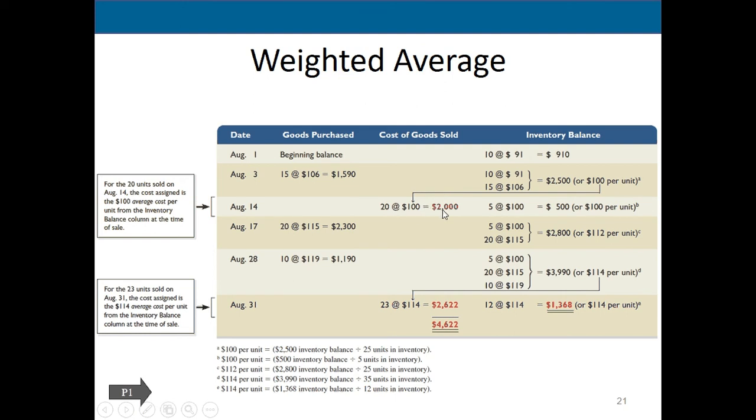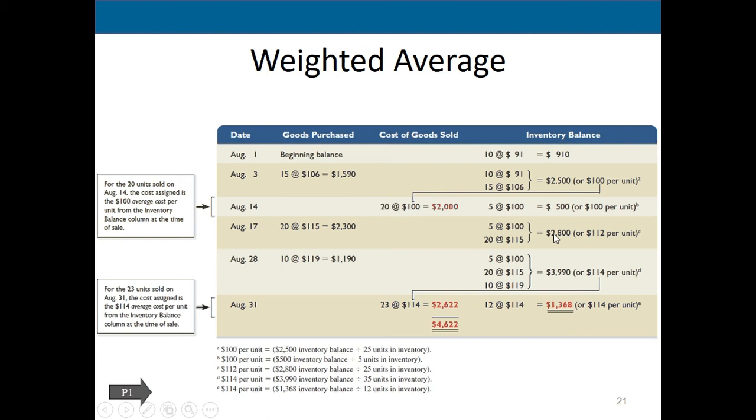That gives me $2,000. What am I left with? I'm left with 5 out of 25 units with a cost value of $100 a piece. Pretty simple, right? That's why the CPAs like it. So I have 5 units now with a total value of $500. I'm still at $100 per unit. No sweat. On August 17th, I add in 20 units at $115. Well, now we're back to 25 units again, but it has a value of $2,800.